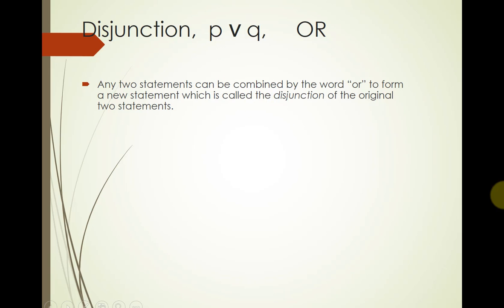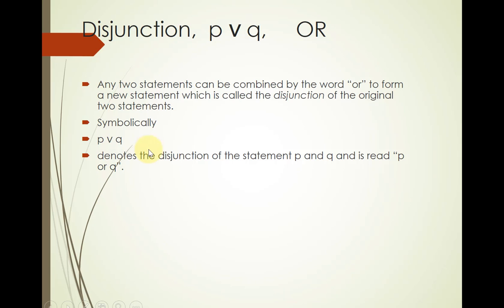So any two statements can be combined using this word OR to form a new statement, and that will be called the disjunction of the two statements. So we write it this way, and it's read P or Q. And in R, it's either this symbol or the double pipe, and we'll talk about the difference between them. And that also applies to the difference between the ampersand and the double ampersand.